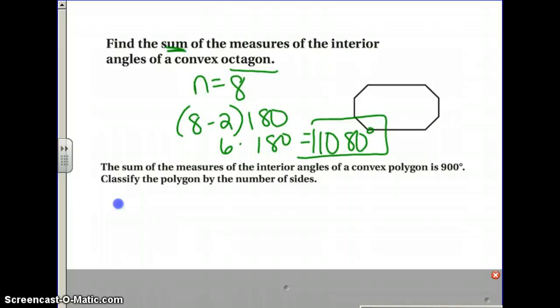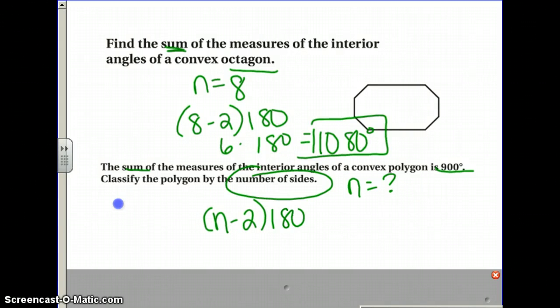Okay, this problem says the sum of the measures of the interior angles of a convex polygon is 900 degrees. So this time it's the reverse. They gave us the total degrees inside. We want to figure out how many sides. So we need to figure out what is n. If we take the above formula, n minus 2 times 180, this time it's equal to 900. So now we can solve for n.